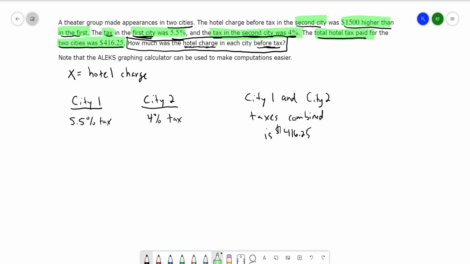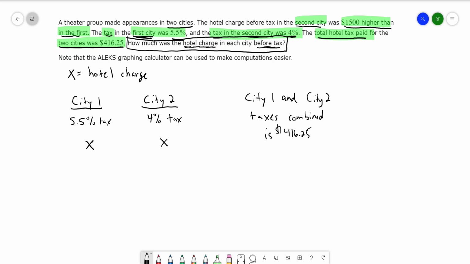When I read that, it automatically signals to me that the 2 answers are related to each other. If I can find the hotel charge for city 1, then I know the second city's charge, because it's just going to be $1,500 more. We already identified X as my hotel charge, so let's say city 1 has a hotel charge of X. If I put the same variable for city 2, I'm saying they both have the exact same amount for the hotel charge.